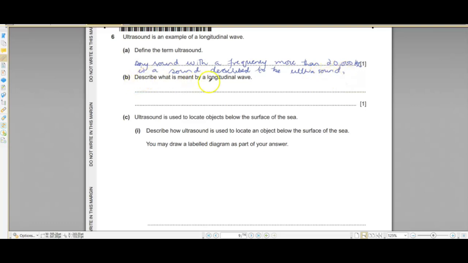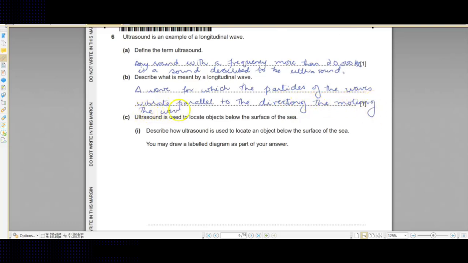Part B. Describe what is meant by a longitudinal wave. Okay, a longitudinal wave is a wave for which the particles of the wave vibrate parallel to the direction of the motion of the wave. Pretty straightforward.